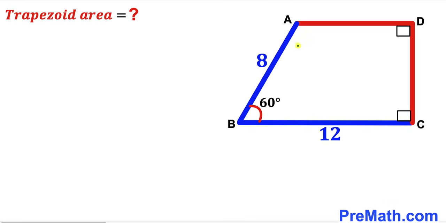Welcome to PreMath. In this video, we have this trapezoid ABCD, as you can see in the given diagram, such that side AB length is 8 units, whereas the base BC is 12 units. Moreover, angle ABC is 60 degrees. Furthermore, these angles are 90 degrees. Our task is to calculate the area of this trapezoid ABCD.